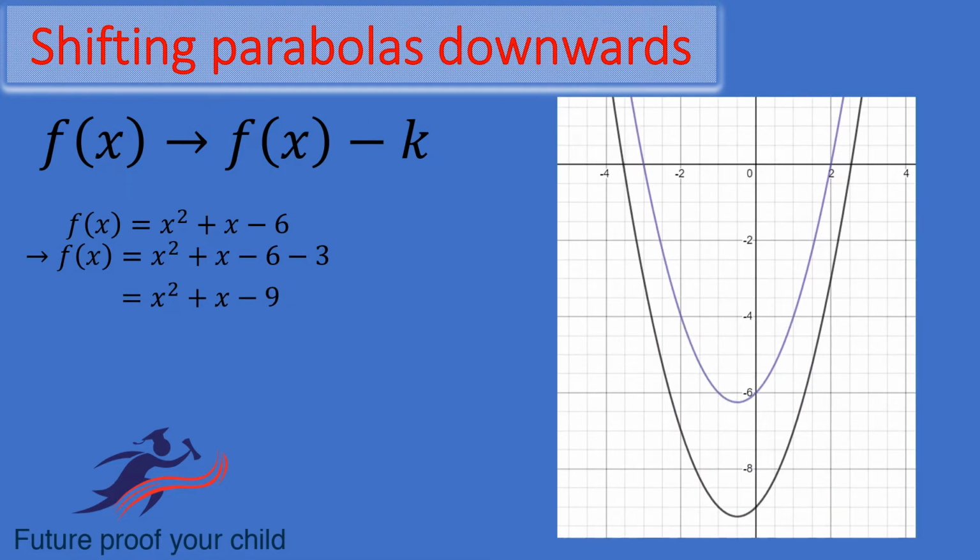Shifting the parabola downwards is as easy as taking the function and subtracting the number of units that you want to move down. I decided to move 3 units down, so I've subtracted 3 at the end. Therefore you will see my original graph is my blue graph, and my black one is my new graph, 3 units down.